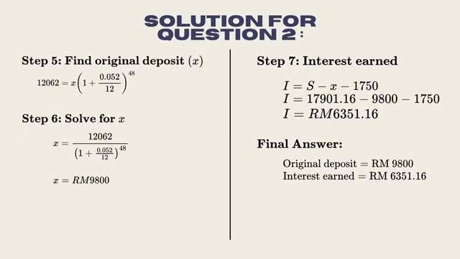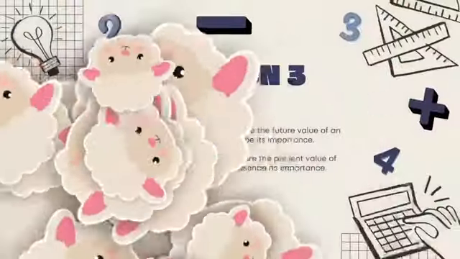Lastly, I calculate the total interest earned. The total amount deposited into the account is the original deposit plus the additional amount added today. So, 9,800 ringgit plus 1,750 ringgit gives a total principal of 11,550 ringgit. Then, I subtract the total principal from the final amount. The final amount is 17,901 ringgit and 16 cents, while the total principal is 11,550 ringgit. After subtracting, the total interest earned is 6,351 ringgit and 60 cents.